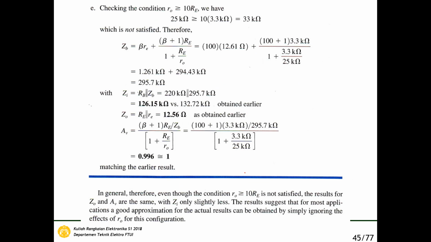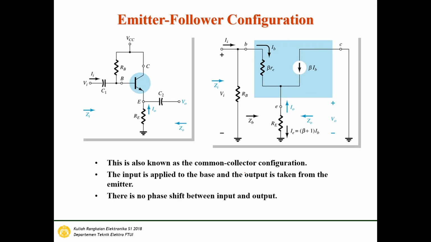Okay, and then the last part of this week is the emitter follower configuration. In the emitter follower configuration, we connect the collector to the VCC directly without the collector resistor, and then the output is coming from the emitter here. This is the output, and then we connect the emitter resistor. So this is also known as common collector configuration. So another name of the emitter follower is common collector configuration. The input is applied to the base, and the output is taken from the emitter, and there is no phase shift between the input and the output.